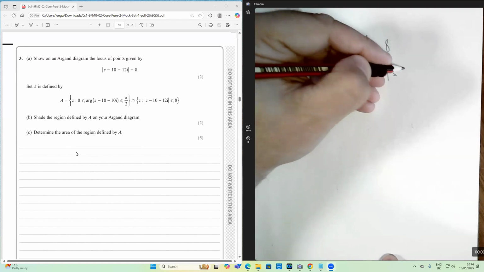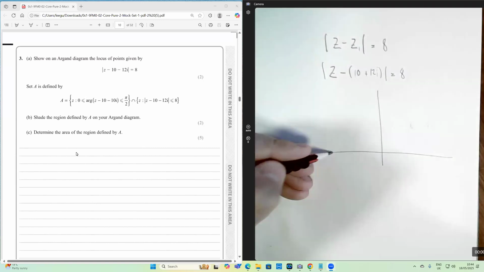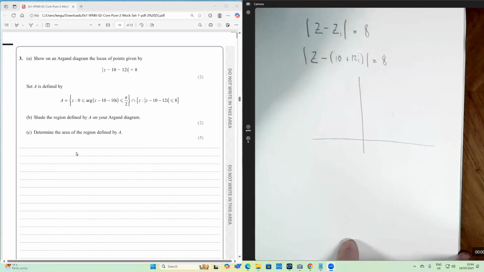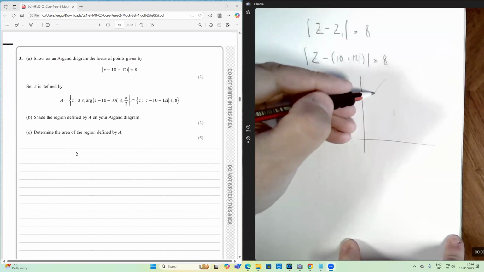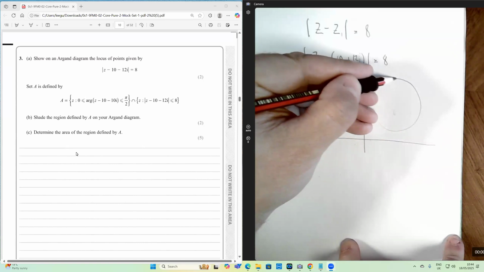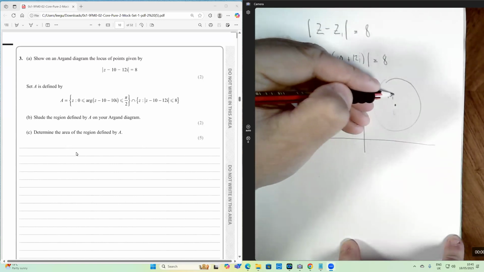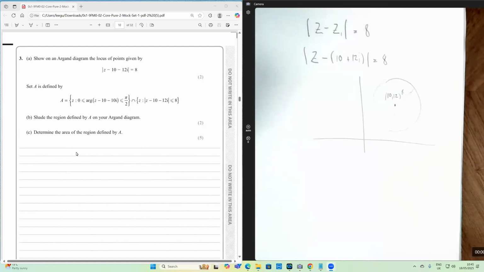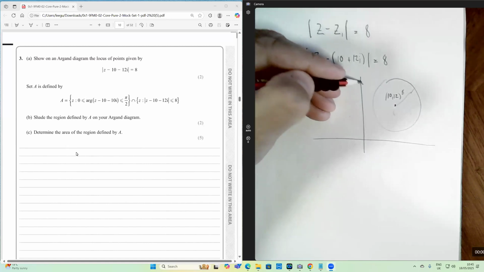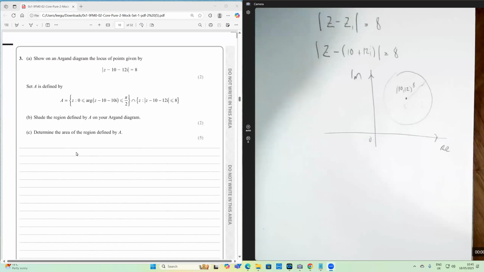That's how I think about it, to visualize where the center is going to be. So we've got a circle which has a radius of 8 and a center at (10, 12). So let's draw just a rough sketch. There we go, and there's our center at (10, 12), and we have a radius there of 8. That's our imaginary axis, and that is our real axis.